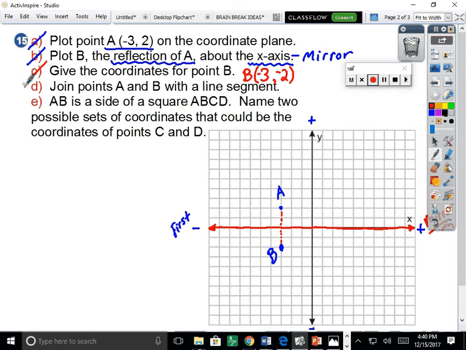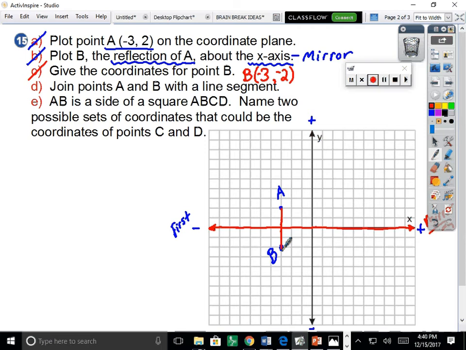Let's move on. Part D says join these points A and B with a line segment. So I want to join these points with a line segment. Oh, I almost did quite by accident. My lines to measure my reflection or distance from the mirror could really be turned into a line segment right now, couldn't they? So remember, line segments are just a chunk of a line. They have a definite start and ending point.